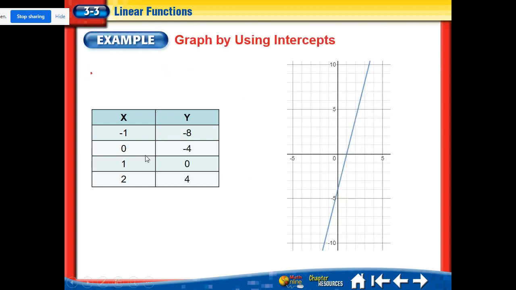So I fill out my table and then I make my points. -1, -8 is down here, make my dot. 0, -4, make my dot. 1, 0, and then 1, 4, or 2, 4. And I can go ahead and make my line accordingly. All right, a couple more just to try.